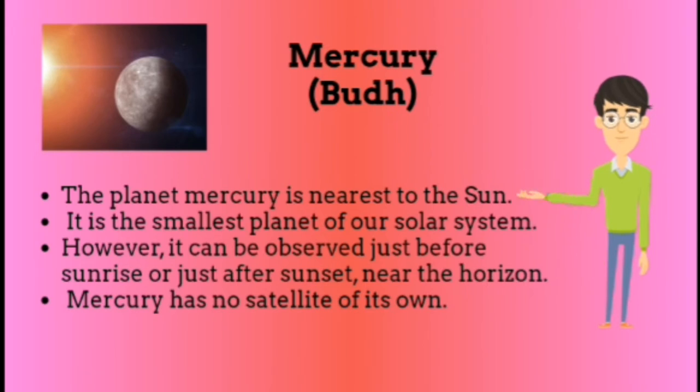First is Mercury, Buddha. The planet Mercury is nearest to the sun. It is the smallest planet of our solar system. However, it can be observed just before sunrise or just after sunset near the horizon. Mercury has no satellite of its own.